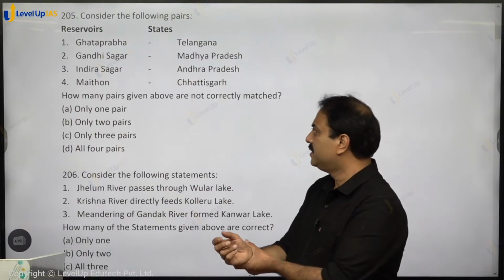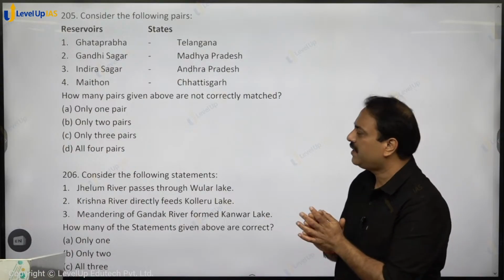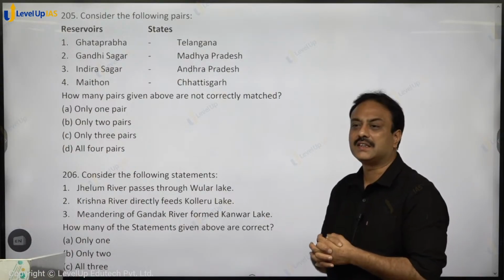Consider the following pairs. Reservoirs are given and the states are given. Yes.